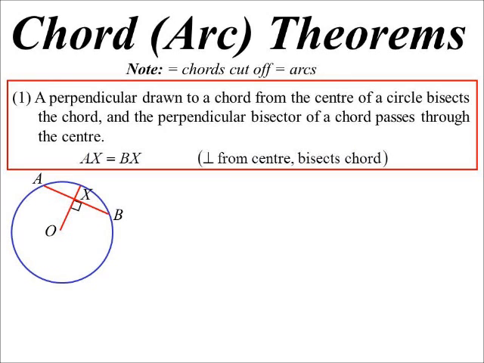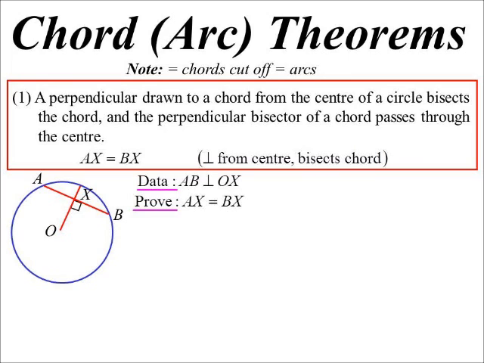So perpendicular from the centre bisects the chord. So in my diagram there, if I know that that is a perpendicular, then I can conclude that AX is equal to BX. Perpendicular from centre bisects the chord, but let's go and prove it. So all we know is that AB is perpendicular to OX. I want to prove that AX is equal to BX.